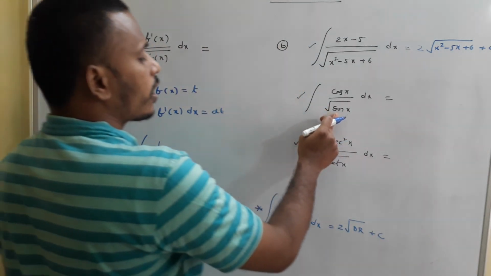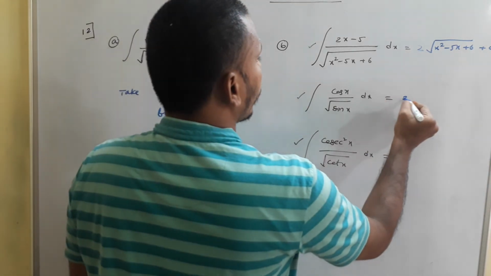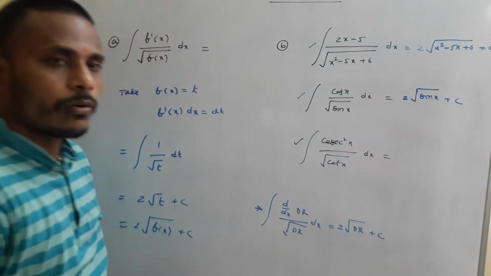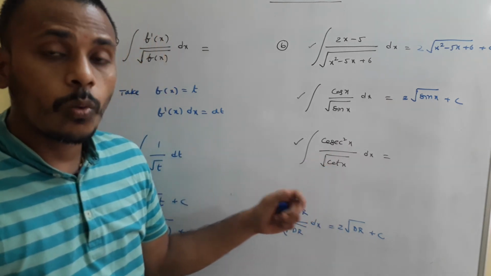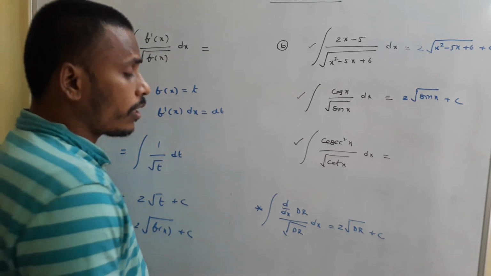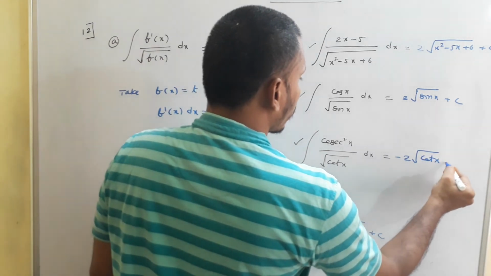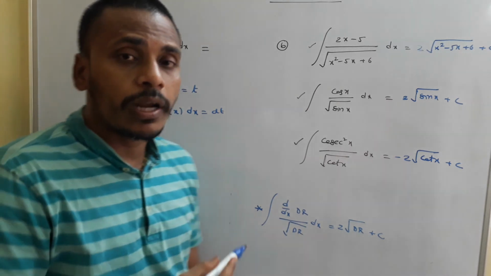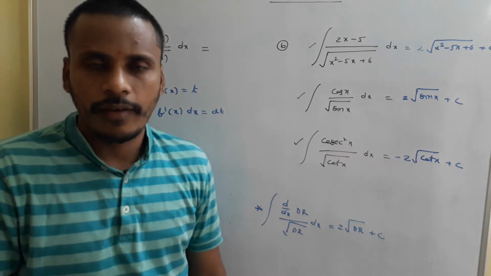And now see, under the square root in the denominator we have sin x, its derivative is cos x in the numerator, so directly its answer is 2 root sin x plus c. And now integral of cosecant square x by root cot x. See what here it is, cot x. What is the derivative of cot x? Minus cosecant square x, right? Derivative of cot x. And so its answer is minus 2 root of cot x plus c. Always if a problem is of this format, you need to check whether the numerator is the derivative of the denominator or not. Okay, then easy to move. Have a look.